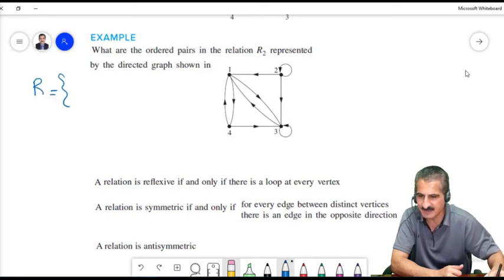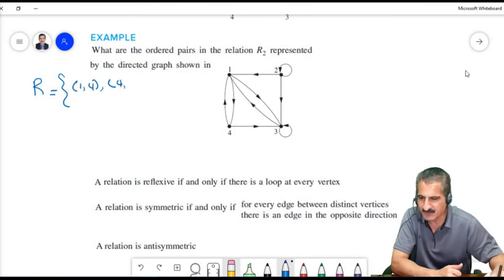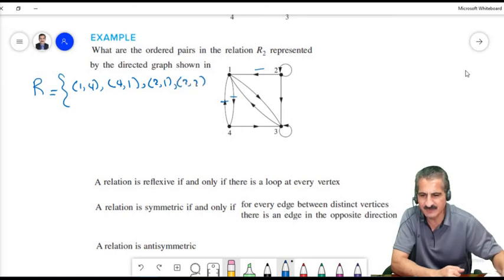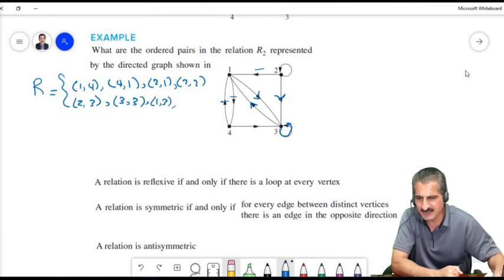Let us see. I can see here 1 is going to 4, and 4 is going to 1. Now 2 is going to 1, and 2 is going to itself, related to itself. Now 2 is related to 3, but 3 is not related to 2. 3 is related to itself because of this loop. Now going this way and this way, therefore 1 is related to 3, 3 is related to 1, and 4 is related to 3.